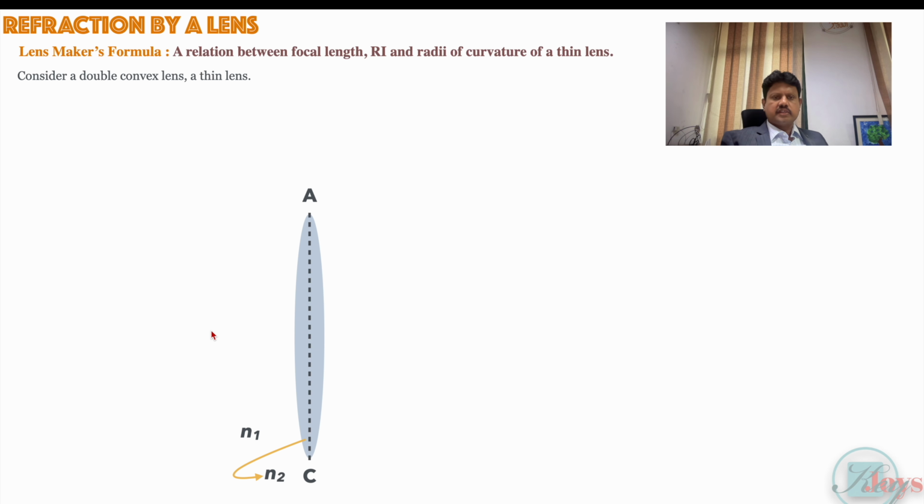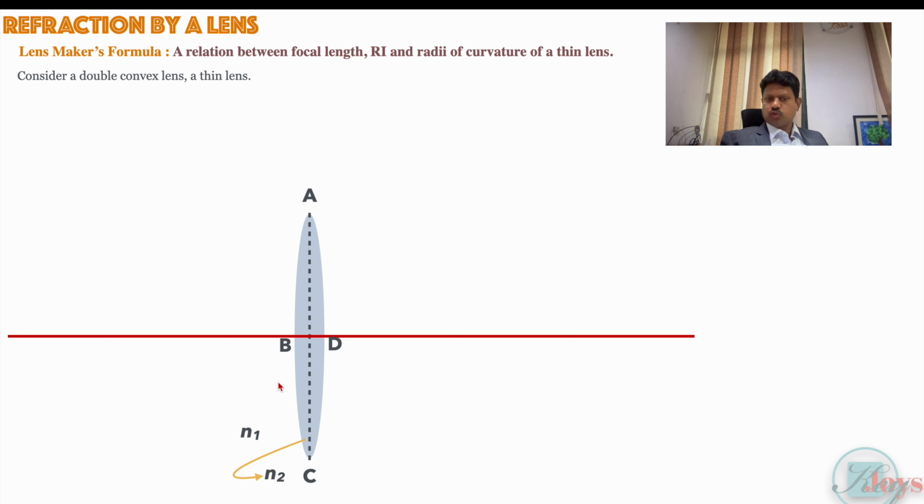Now let us consider how the image formation occurs. This is the principal axis, which is a line passing through the optic center and the centers of curvature of the two surfaces here. B and D are the poles of the two surfaces. Now the image formation happens in two steps here. First refraction occurs at the first surface, then refraction occurs at the second surface. Let us try and understand step by step.